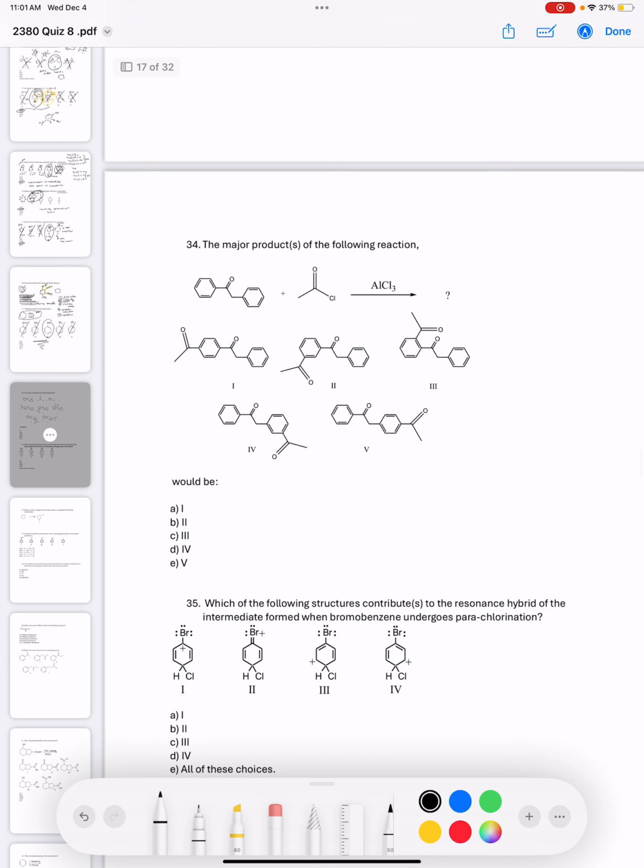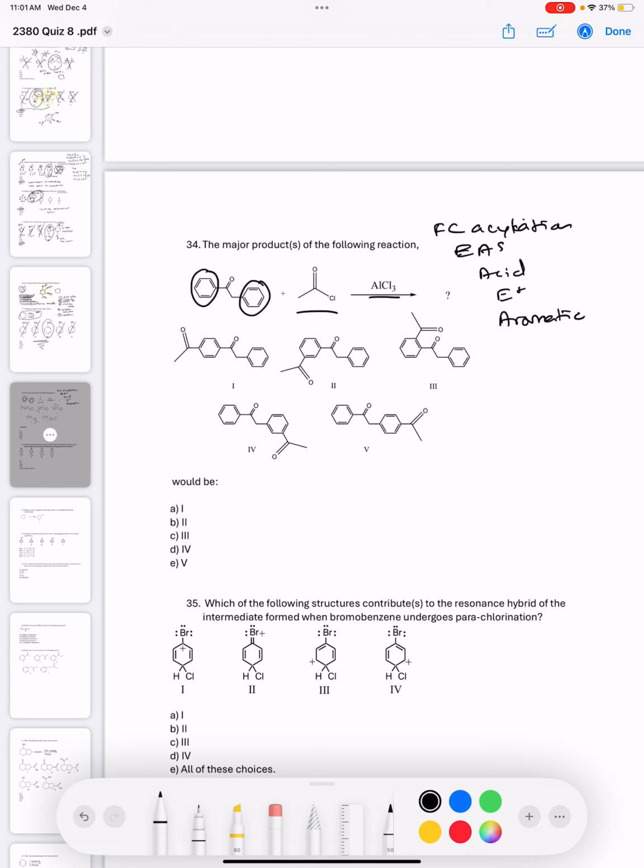Okay, next question. What is the major product of the following reaction? This is a Friedel-Crafts acylation. So again, this is a type of electrophilic aromatic substitution, and I know that based on the fact that we have a benzene ring here, and then we have an acyl group and a Lewis acid. So for electrophilic aromatic substitution, you usually need some kind of acid, you need an electrophile, and you need an aromatic ring. So we have all of those here, so I know it's going to be electrophilic aromatic substitution.